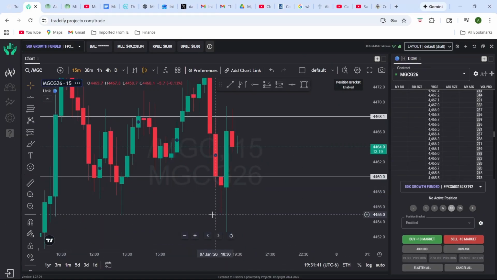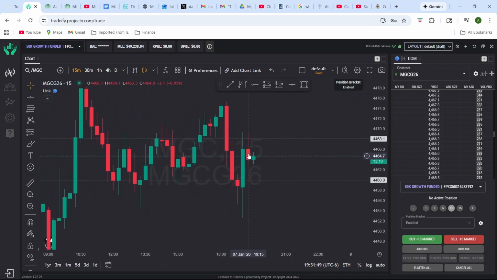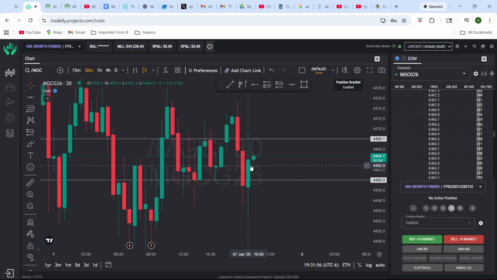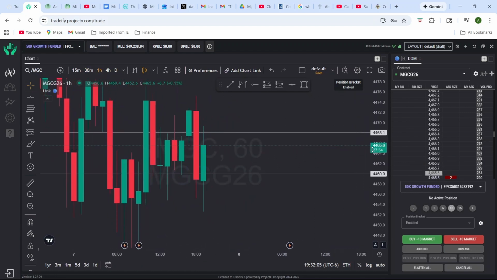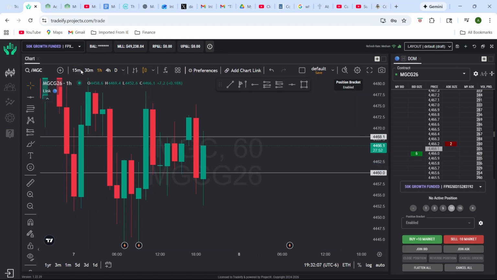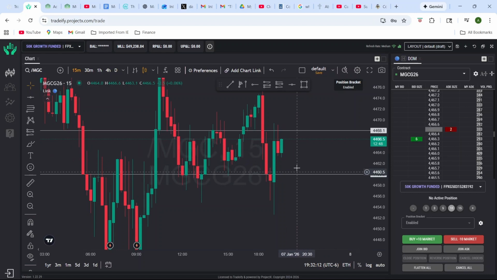All right, so I am looking at this here, and it is showing me that it looks like it might want to push down after it's making this onion on the 15. The only thing is that multiple time frames are not aligning. As you see here, it's showing on the 30th that it wants to continue to push up, and on the hour as well, it wants to push a little higher, but on that 15 it's showing that it wants to continue to push down.